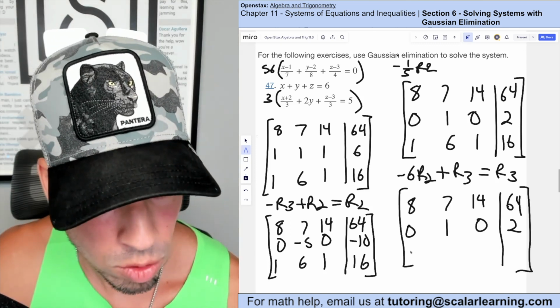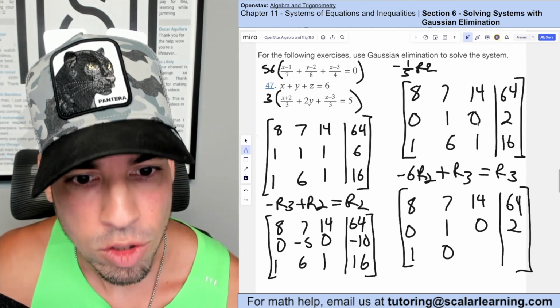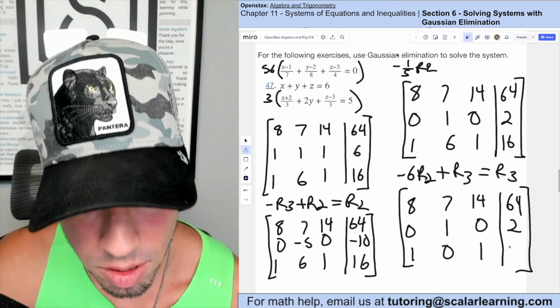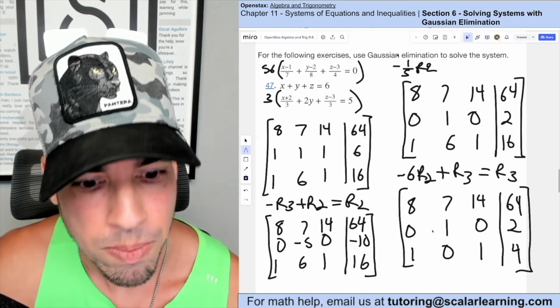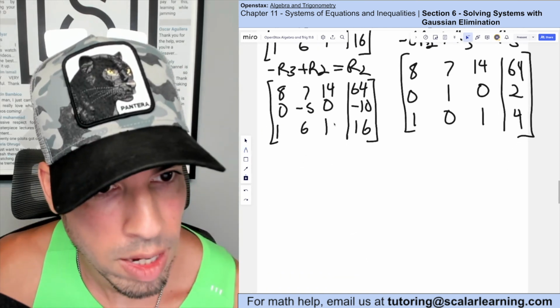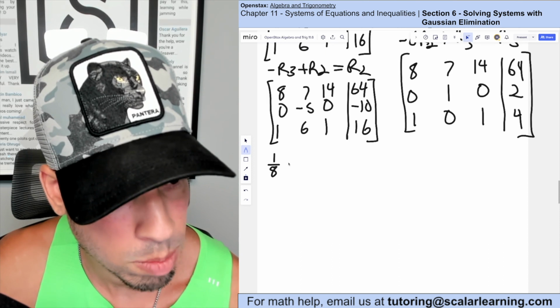So then we got 0 plus 1 is 1. Negative 6 plus 6 is 0. 0 plus 1 is 1. And then negative 6 times 2 is negative 12 plus 16 is 4. Great. Now I'd love to flip this to a 1. So to do that, I'm going to multiply row 1 by 1/8. Okay, we're going to get some fractions, but it's all good.